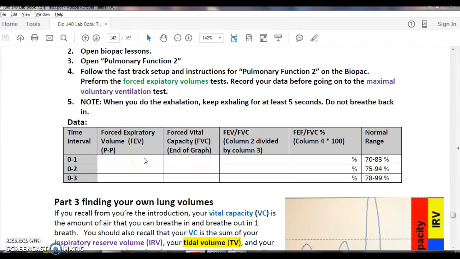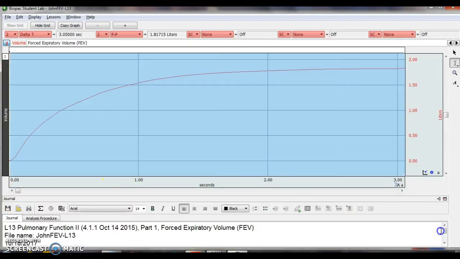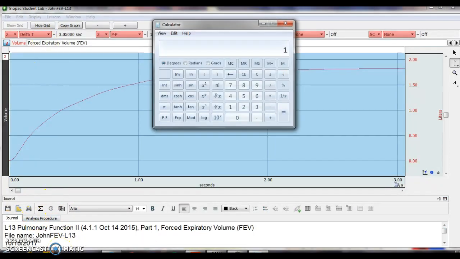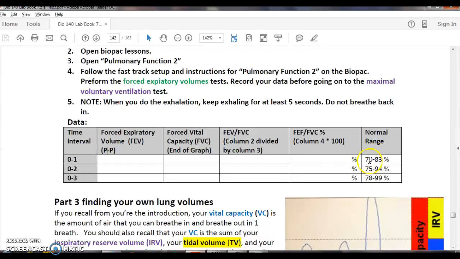So this is 1.5 divided by, I believe I said, 1.8. And I get 1.5 divided by 1.8. Yay, I'm normal. It's 83%. So, again, normal range 70 to 83%.